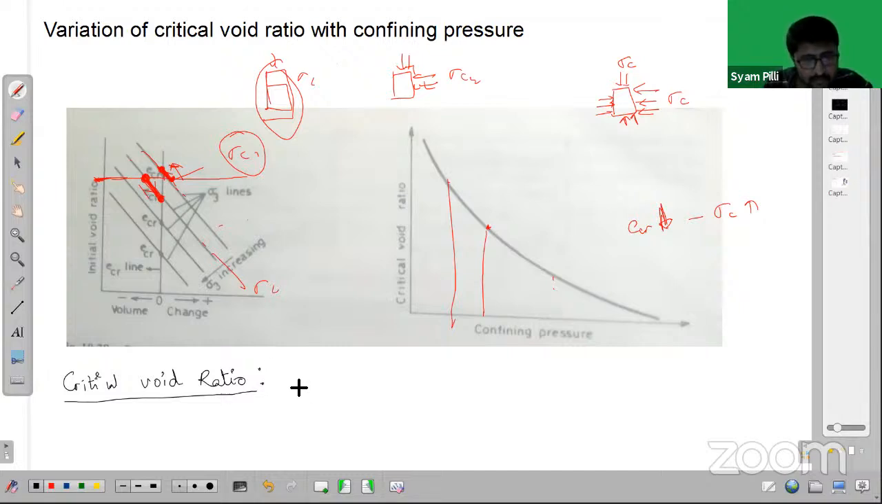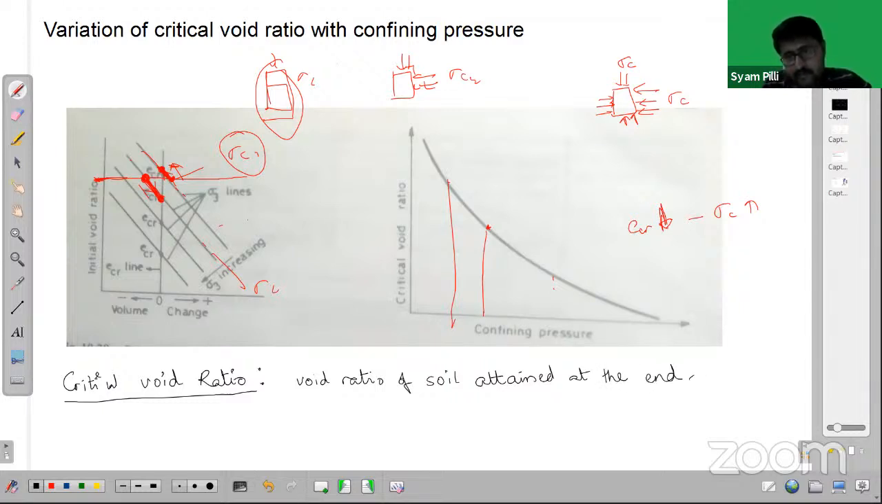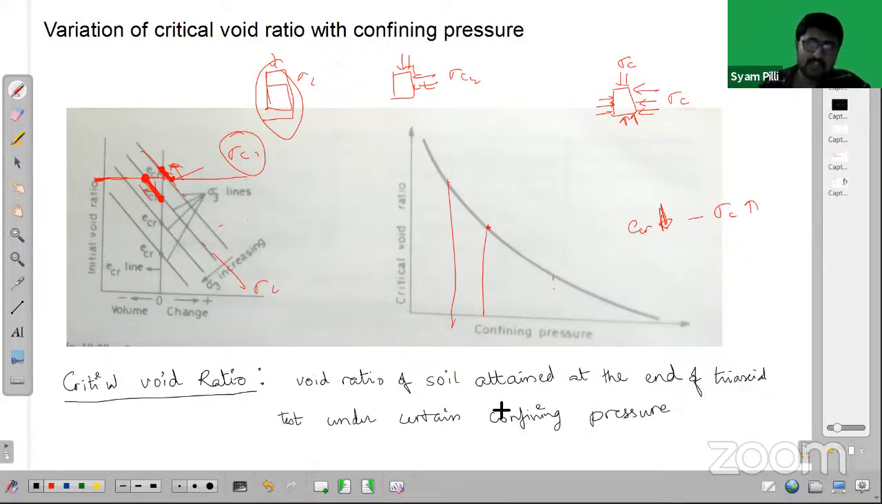I'll define it this way. Critical void ratio is the void ratio of a soil attained at the end of a shear test, or we'll say triaxial test, at the end of the triaxial test, under a certain confining pressure, fine? So this is how we define critical void ratio.